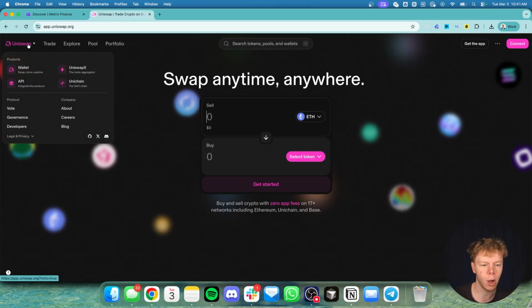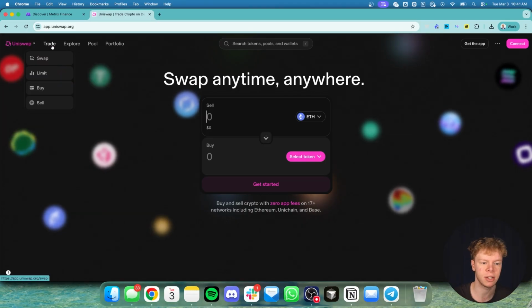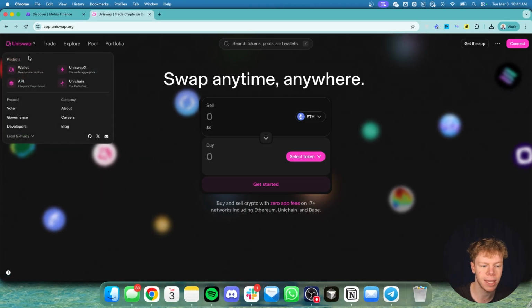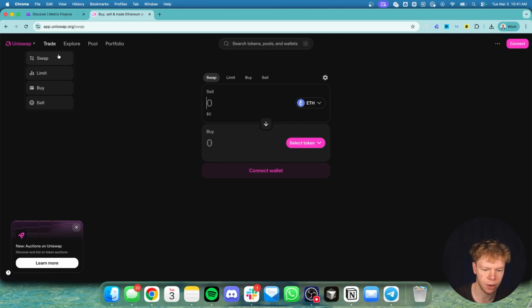So the first thing I want to discuss is what Uniswap actually is classified as. They have many products, but natively, Uniswap is a decentralized exchange. What you need to know is you can trade on Uniswap, and you can also provide liquidity on Uniswap, facilitating other people's trades. So starting on the trade section of Uniswap, they have swap, limit, buy, and sell.